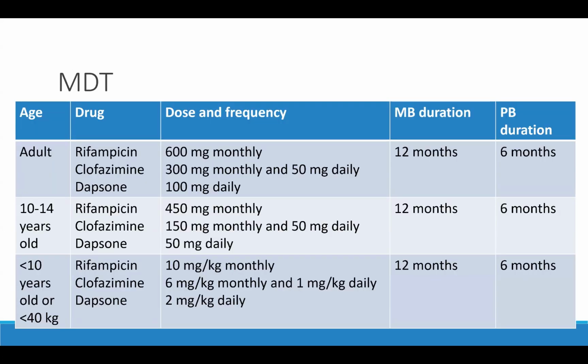This is the typical MDT or multi-drug therapy used. For adults, the drugs are rifampicin, clofazimine, and dapsone. And for MB, the duration is given for 12 months, PB for 6 months. And then for different age groups, the dosing is varied based on their age as well as weight, if they are less than 10 years old.